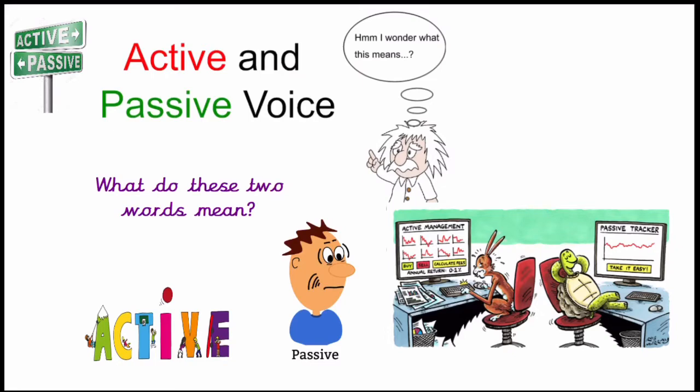Well, we've got some pictures there. You can see active, someone climbing a mountain, going down the slide, playing basketball. Active is being active. And then you've got passive, and that person's being passive. If you look at the picture on the right of the rabbit and the tortoise, the rabbit is being very active in work, whereas the tortoise is being very passive. And passive is you just letting things happen rather than being the person who does the things.